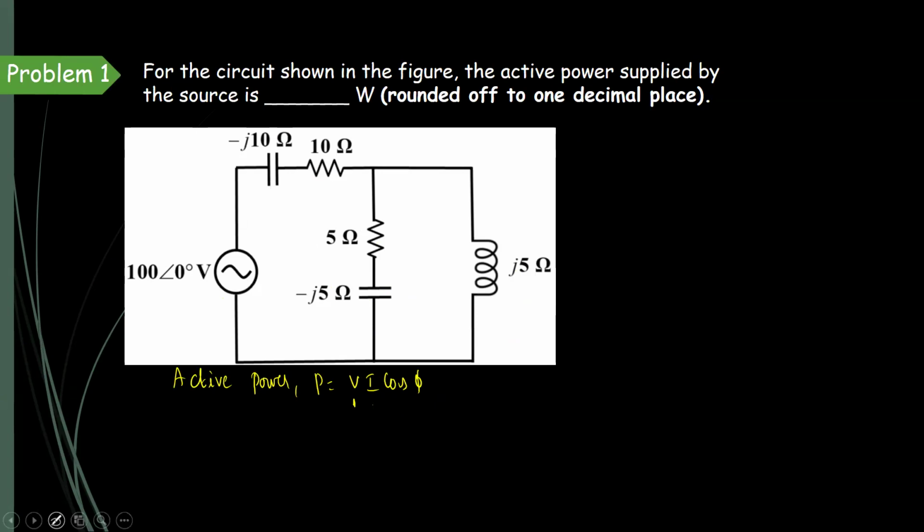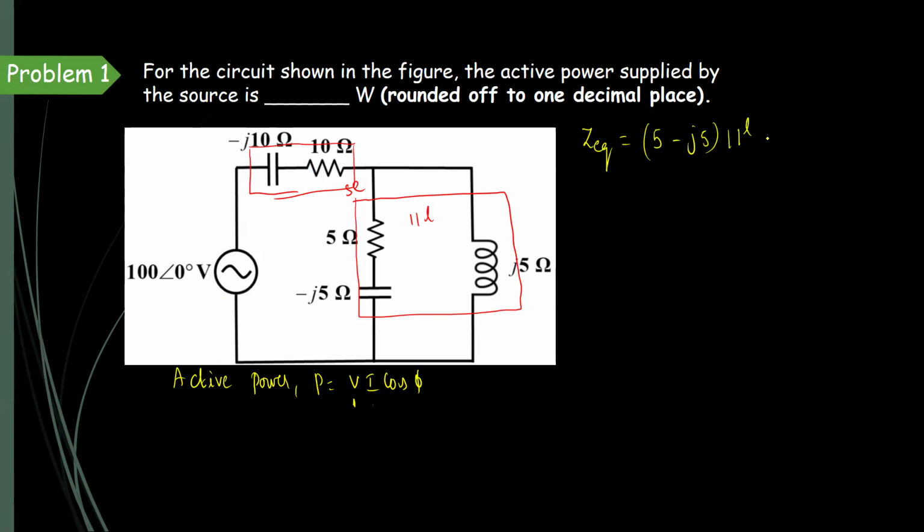So here, by observing the network, this resistance and capacitance are in series. This series combination is in parallel with this inductance, and that parallel combination is again in series with this resistance and capacitance combination. Okay. So now we have to find the Z equivalent. So impedance equivalent equals 5 minus J5 in parallel with the inductance J5, the whole equivalent in series with 10 minus J10.